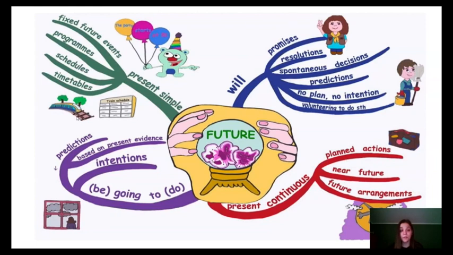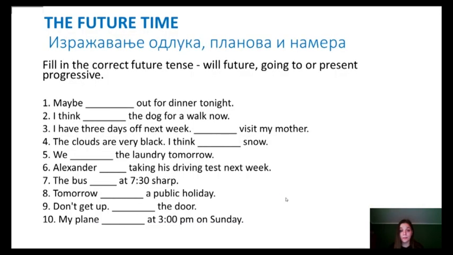The train leaves at 7 p.m. Let's do some exercises. Fill in the correct future tense form, will, future, going to, or present progressive.